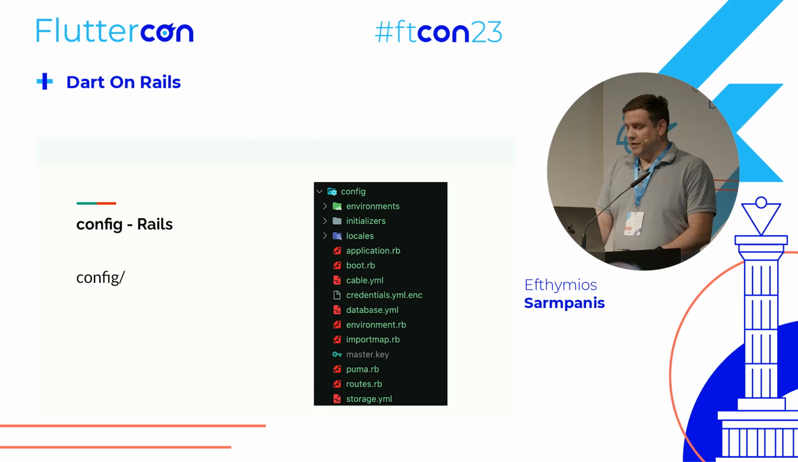And this is the configuration folder in its entirety in Ruby on Rails. And you see it has environments, initializers, the application, which is the application-wide configuration, and also the database YAML and the routes which we saw just before.